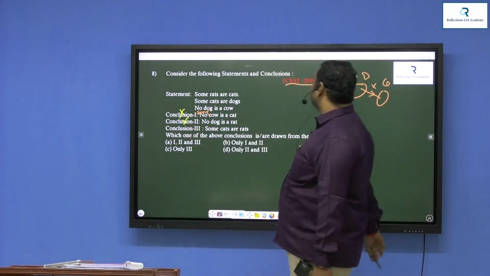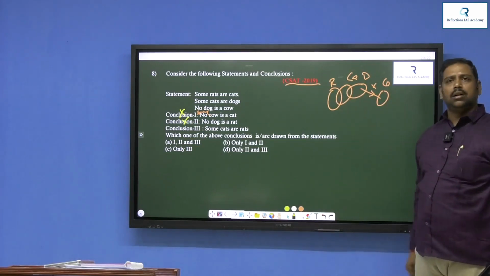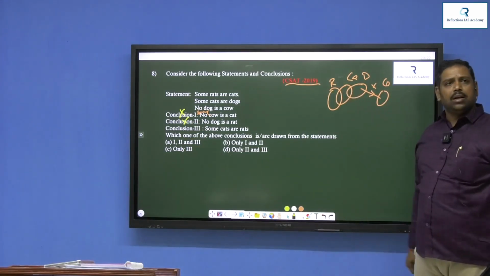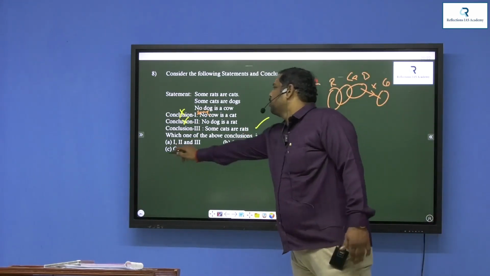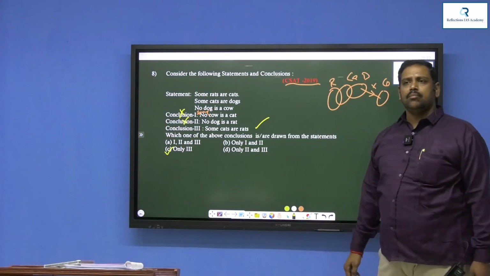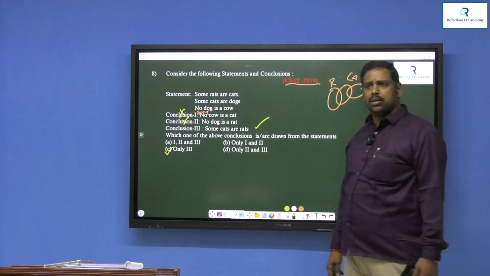Third one. Some cats are rats. Some cats are definite positive. From the basic I concluded this is correct. So only which is correct? Only 3. Okay. Shall we go to the last question?